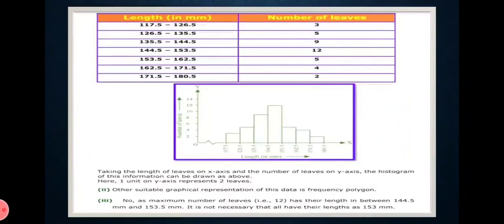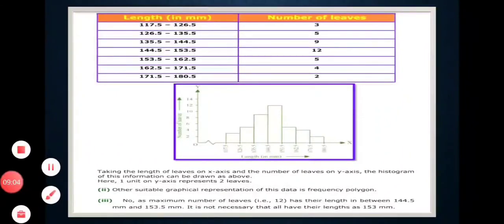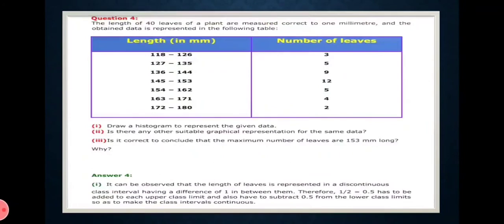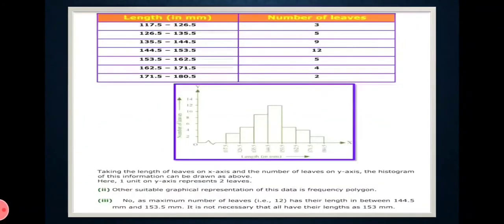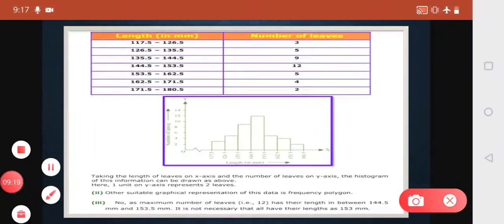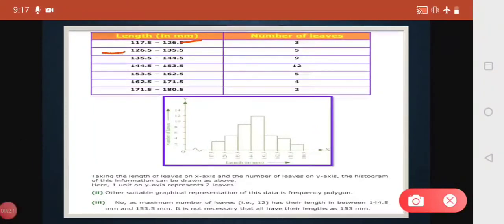Now you can see here continuous means there is no gap, no number is left in between. Here 126.5 is the upper limit of the first class interval, and that is the lower limit of the second class interval. Similarly, this 135.5 is repeated, this again repeated, this again repeated. So we get continuous class intervals.